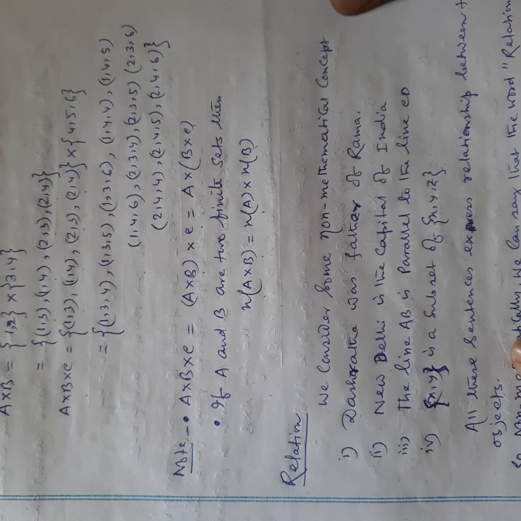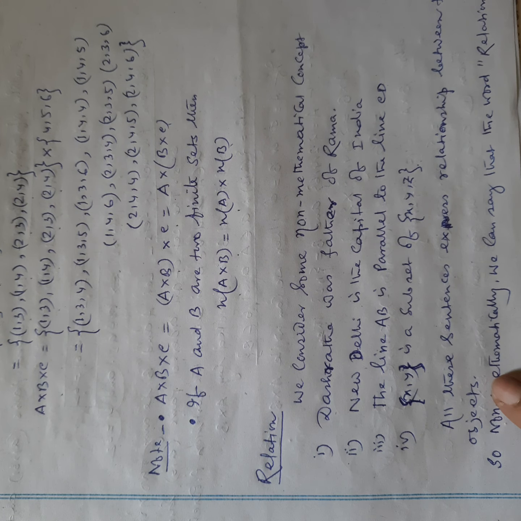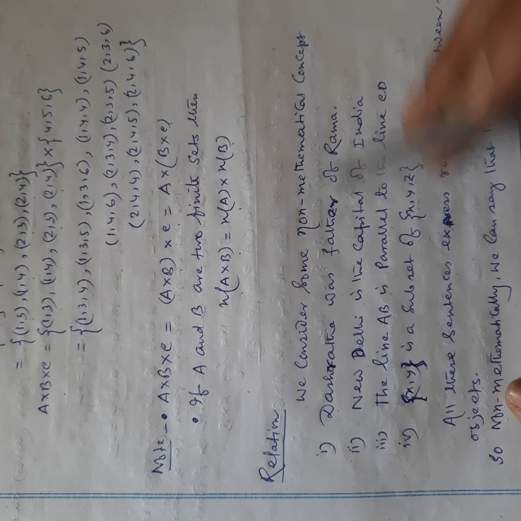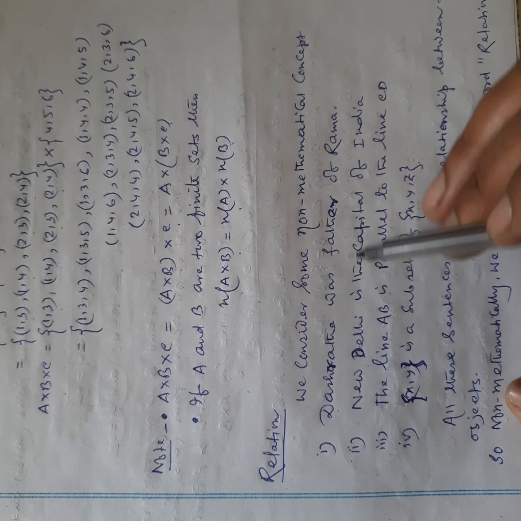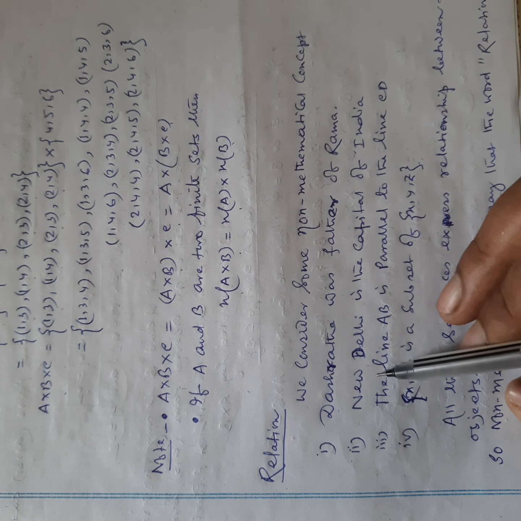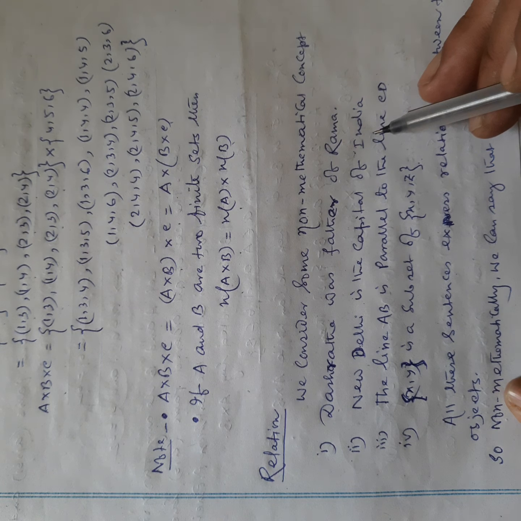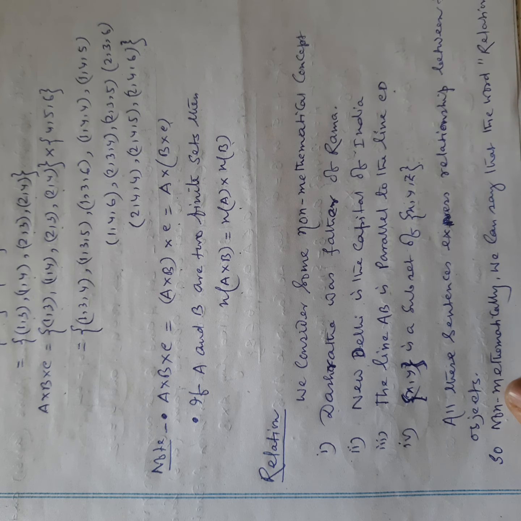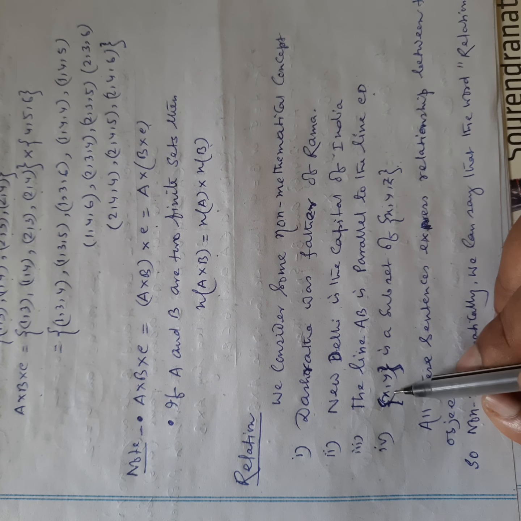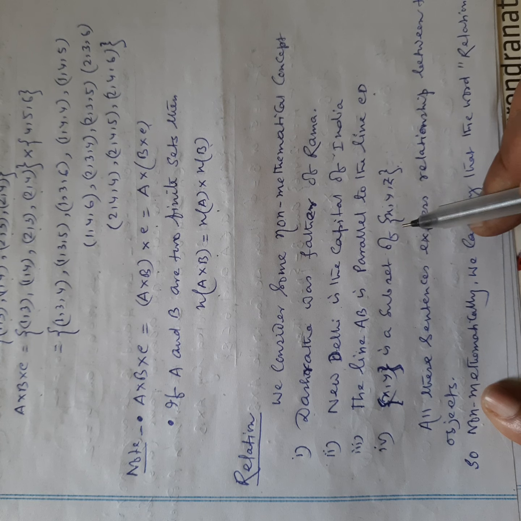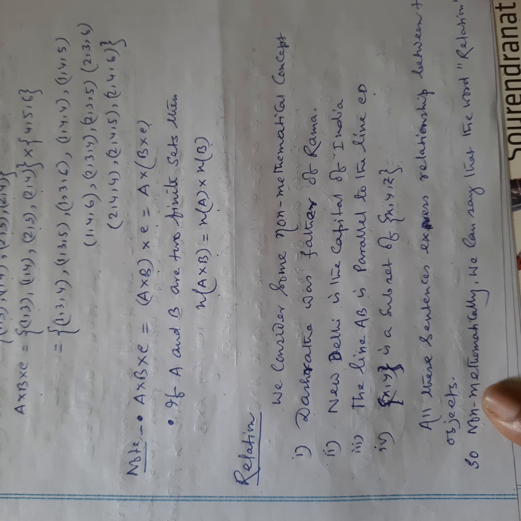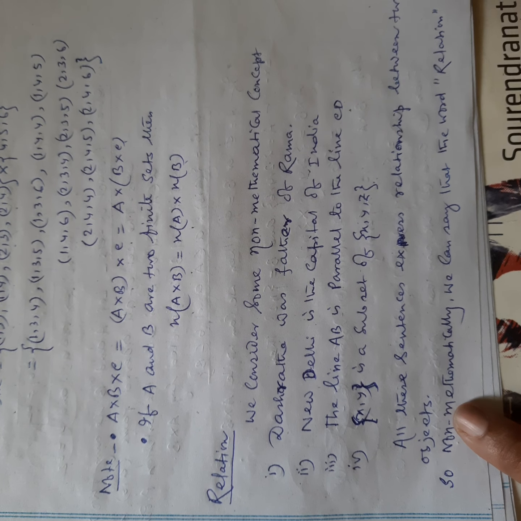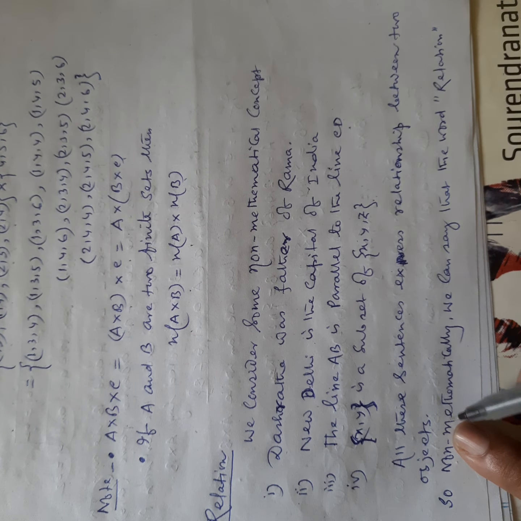Then what is a relation? We just consider some non-mathematical concepts. Dasarath was father of Ram. New Delhi is the capital of India. The line AB is parallel to the line CD. The set {x, y} is a subset of {x, y, z}. All these sentences express a relationship between two objects.